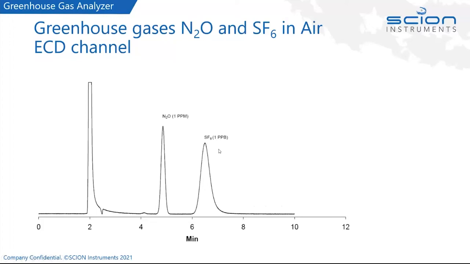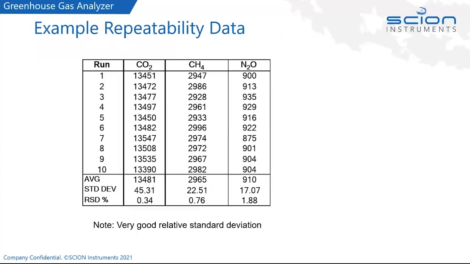And we also ran some repeatability data on the greenhouse gas analyzer. And if you look at it, we have a very good relative standard deviation. So the results that are coming out are very acceptable. Again, an overview of the repeatability data in this graph, and it's well within the 10% limits.